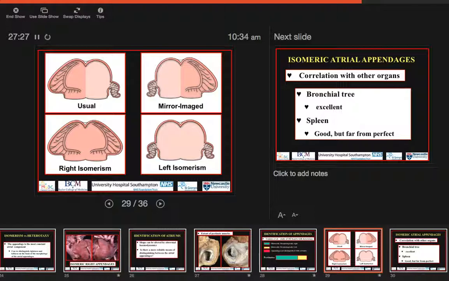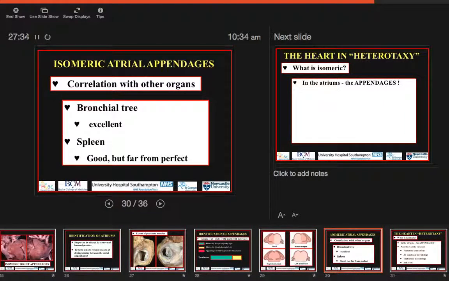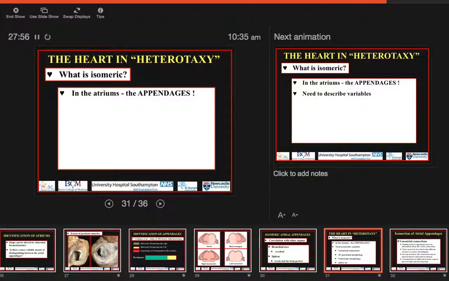But it is only the appendages that are truly isomeric. So how do they correlate with the other organs? With the bronchial tree, the correlation is excellent. With the spleen, it is good, but it is far from perfect. So when I tell you there is isomerism within the heart, on the basis of the extent of the pectinate muscles, that is true. But what is isomeric? It is only the appendages. And Dr. Van Praagh was criticizing us in 1984 when we had the debate here in Mumbai, because at that time we were talking about atrial isomerism.